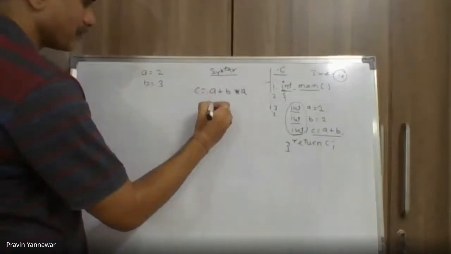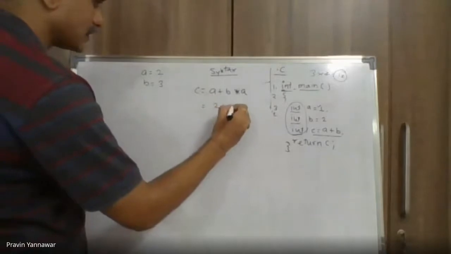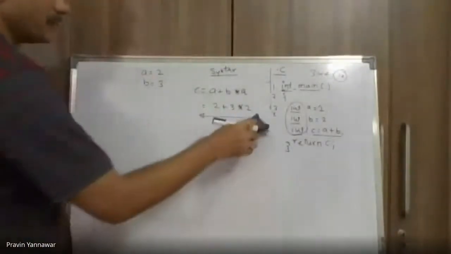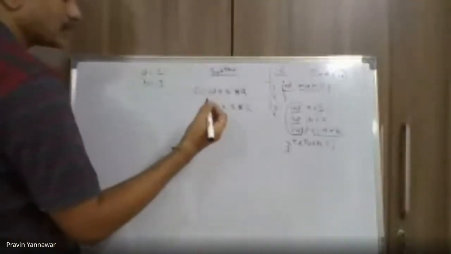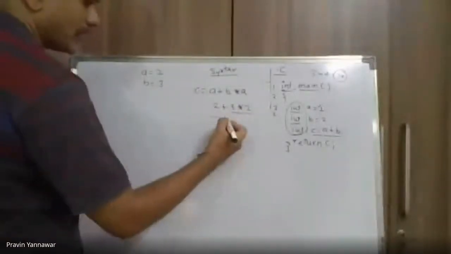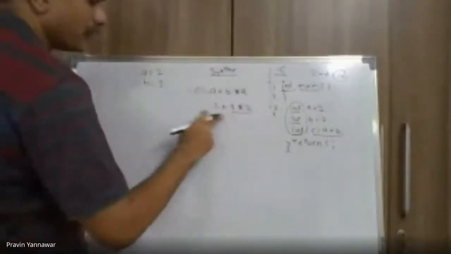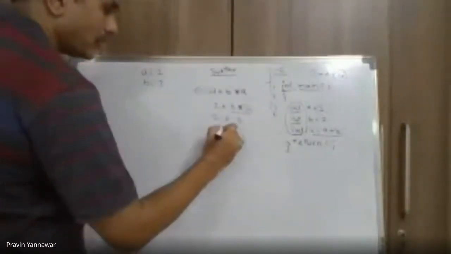say this is 2 plus 3 multiplied by 2. So how are we going to evaluate? We are going to evaluate it in this particular way. Mathematically, as per the precedence of the operators, this should go first and this should go later. So this is 3 times 2, which is 6, plus 2, this is going to be 8.